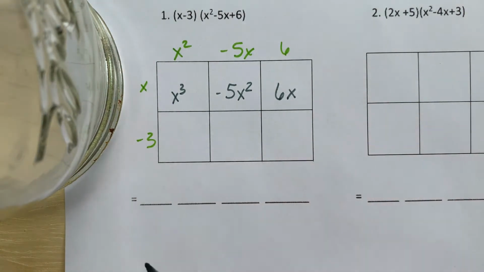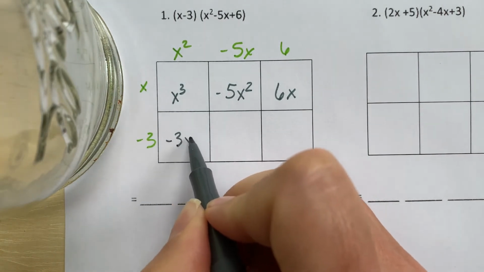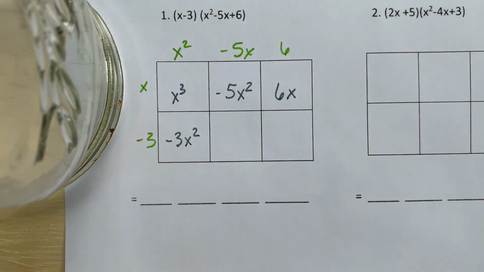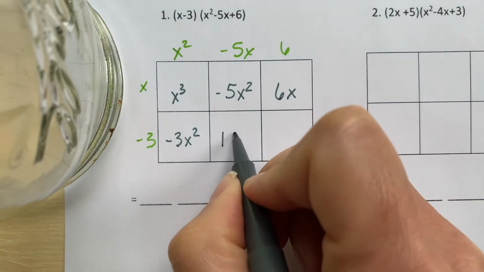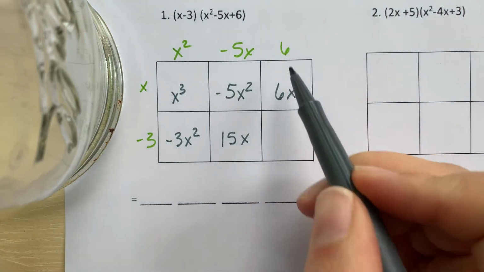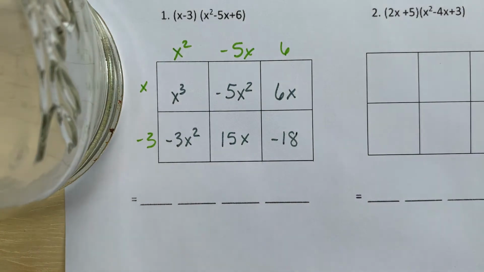Then I'm going to look at each one of these boxes. I have an x squared times a negative 3. It's a negative 3x squared. Negative 3 times a negative 5x is a positive 15x. And negative 3 times 6 is a negative 18.